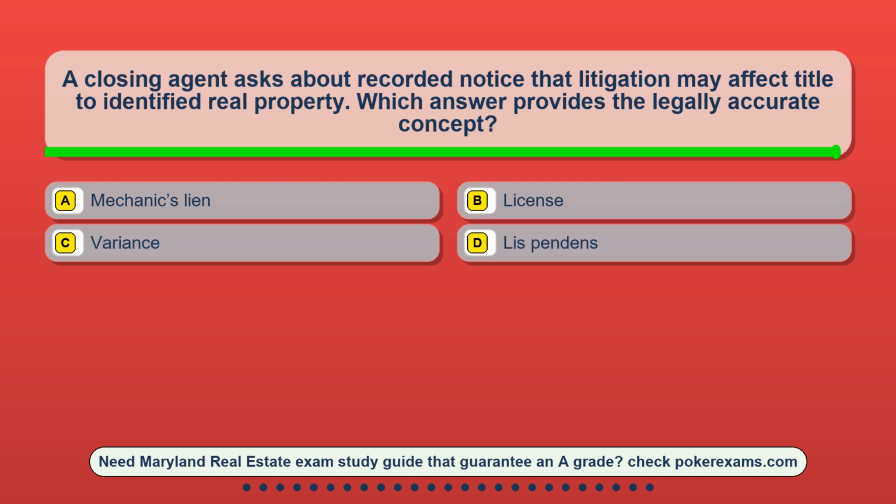Question 4. A closing agent asks about recorded notice that litigation may affect title to identified real property. Which answer provides the legally accurate concept? Option A, mechanics lien. Option B, license. Option C, variance. Option D, lis pendens.